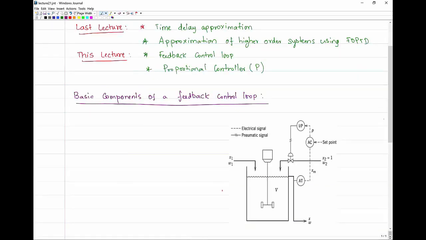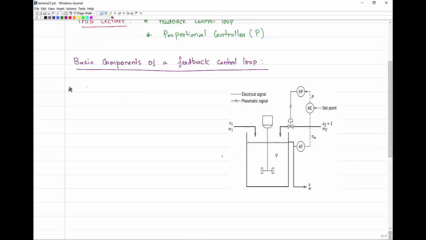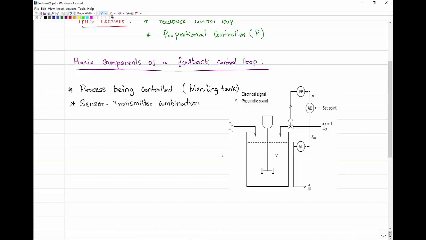Here is a blending process that you had already seen in the previous chapters, in Chapter 1 in particular. The blending process has a controller on it that's used to control the concentration in the exit stream. Obviously, in any feedback control loop, we need to have the process that is being controlled, which in this case is the blending tank. In addition to that, we need a sensor-transmitter combination that is used to measure the concentration of component A in the exit stream.